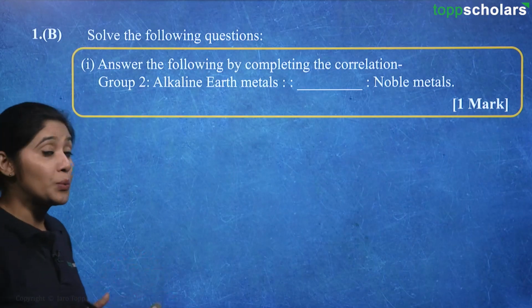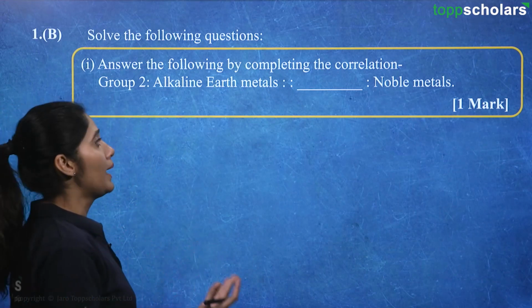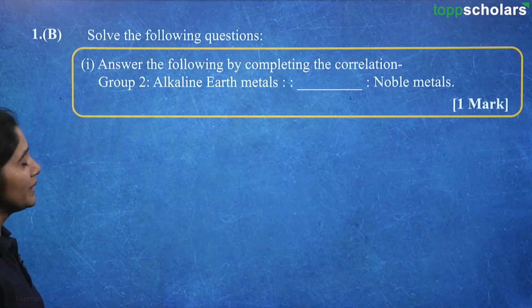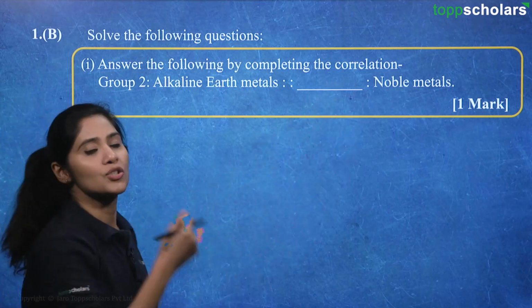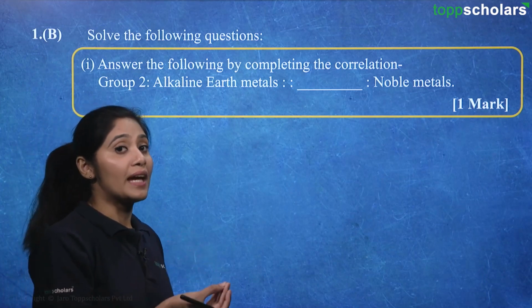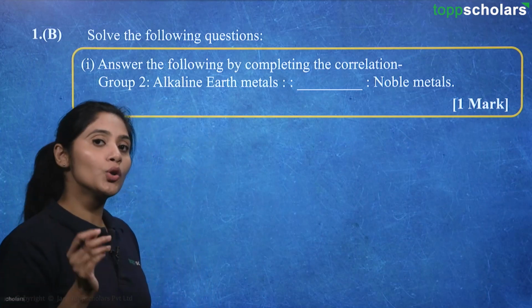This is a 1 mark question. This is a correlation based question. Answer the following by completing the correlation. Group 2 is alkaline earth metal, dash is noble metals. So what do we have to write here? Which group do noble metals belong to in the periodic table? So where do noble metals belong?